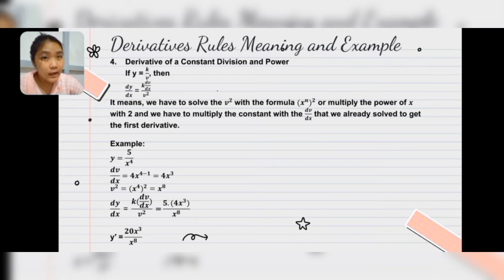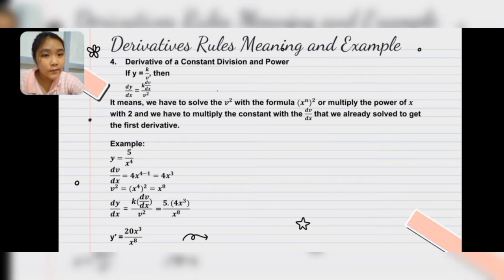There is an example that I made. The function is y equals 5 per x with 4 power. So dv per dx equals 4x. 4 is from the power of x, which is 4. We type 4x 4 minus 1 because the power of x we have to reduce by 1. So 4 minus 1 is 3, so equals 4x with 3 power.